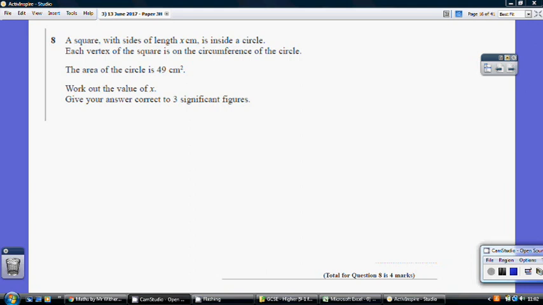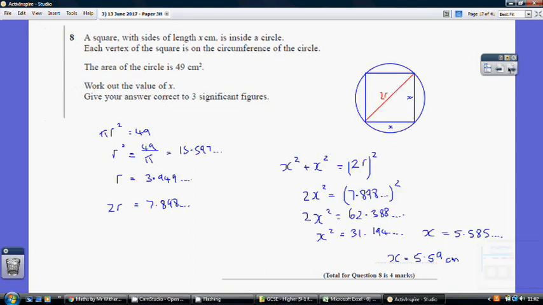Question 8. So I think a little diagram is going to help us gather our thoughts here. A square with sides of length x is inside a circle. Each corner of the square, each vertex of the square, is on the circumference of the circle. The area of the circle is 49. Work out the value of x. So, okay, right. What we've been told is the area of the circle is 49.